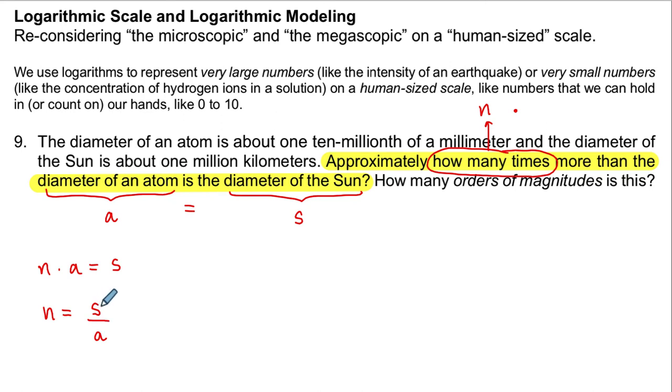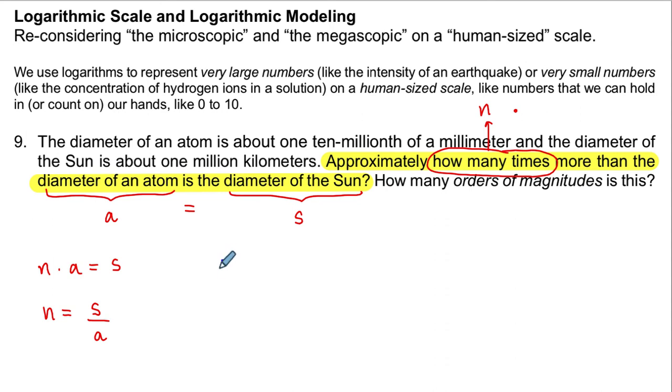And I know that this is going to be a number more than 1 because I want a bigger number. I want to scale the small thing, and scale just means multiply. So I want to scale this small thing by some number of times to get the big thing. In other words, when I divide bigger by smaller, I will get more than 1. So this seems pretty straightforward from a problem-solving point of view. I just now need the diameters of these two quantities in the same units.